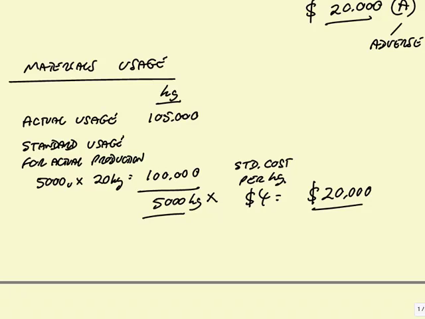Favourable or adverse, please? Adverse. We've used more kilos than we should have done. It's adverse. All right?